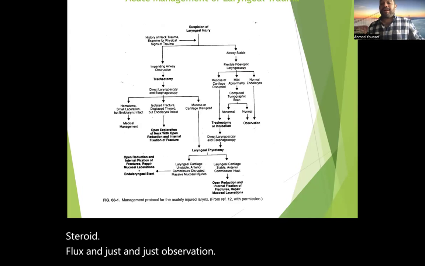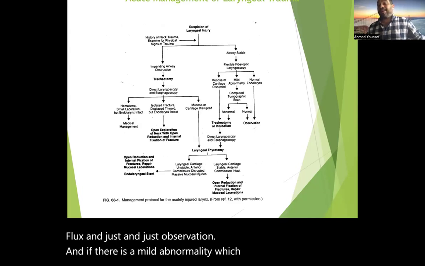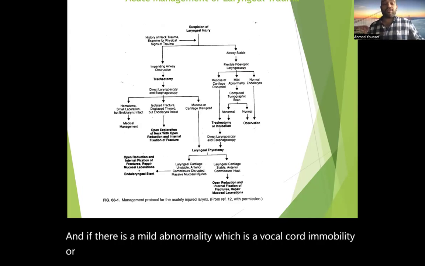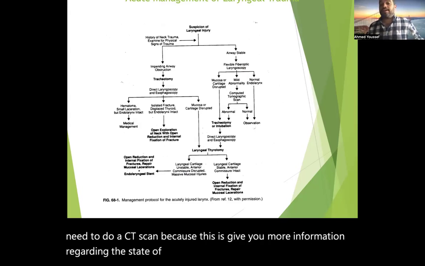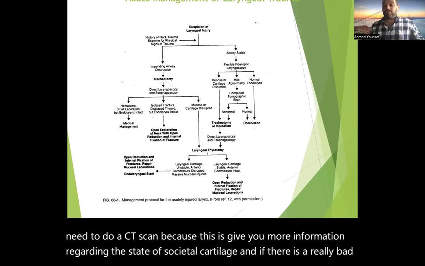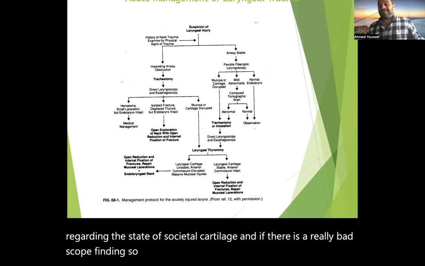And if there is a mild abnormality, such as vocal cord immobility, a dislodged cartilage, or a laceration, you might need to do a CT scan because it gives you more information regarding the state of the thyroid cartilage. And if there is a really bad scope finding, then definitely this patient will need a CT scan.